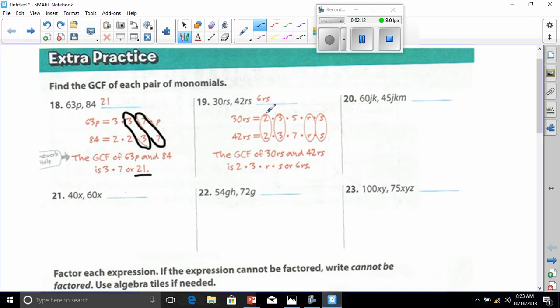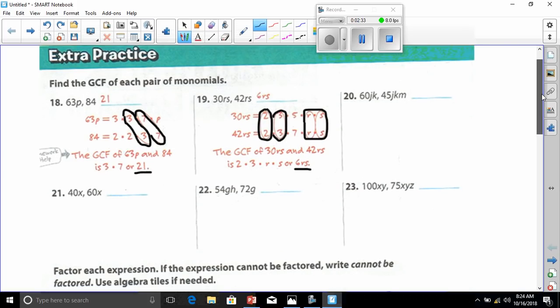And again, you see the common things that they have. Both of them have a 2 that was factored. Both of them have a 3 that was factored. Both of them have an R and an S that was factored. So this tells me 3 times 2 is 6. 6RS will be my greatest common factor of 30 and 42.